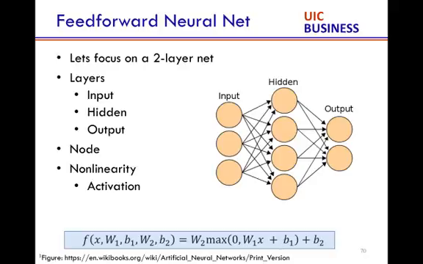Okay, this model is not linear because this max operation is not linear. Max of 0 comma any number is going to be a very non-linear thing. So let's say the x-axis is z. Max of 0 comma z is going to be 0 when z is less than 0, and if z is positive, then it's going to just pass on z.